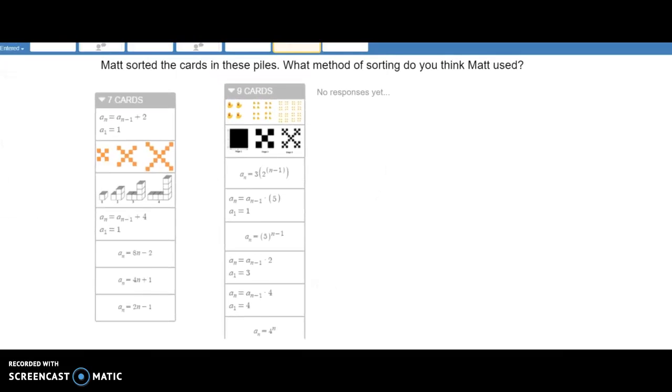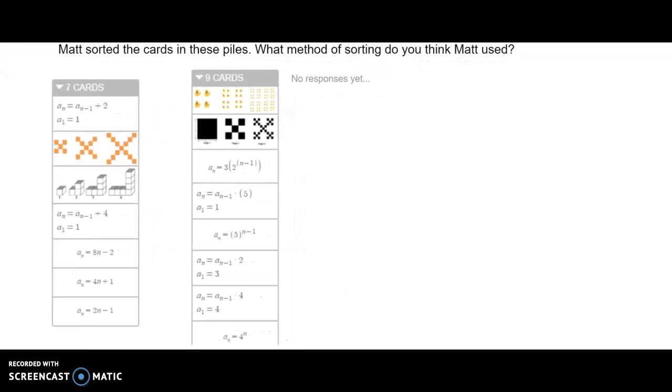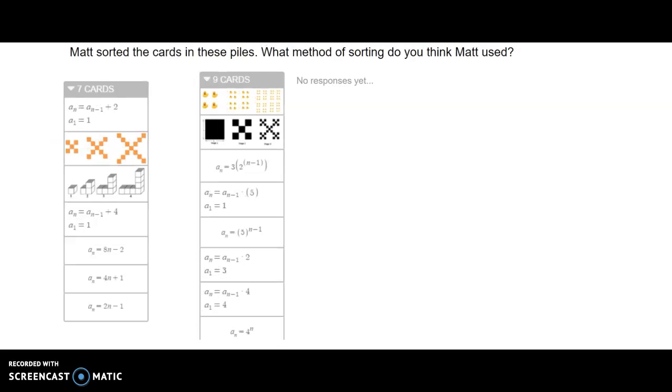All right. So now that I've zoomed in on these methods, I want you to answer, what method of sorting do you think he used? And remember, there's no wrong answer. We're just learning about different ways people sorted. So now that you've taken a second, here's the thing. Matt sorted these actually by arithmetic and geometric sequences. Can you tell the difference now that I've mentioned that? Can you tell which is which?